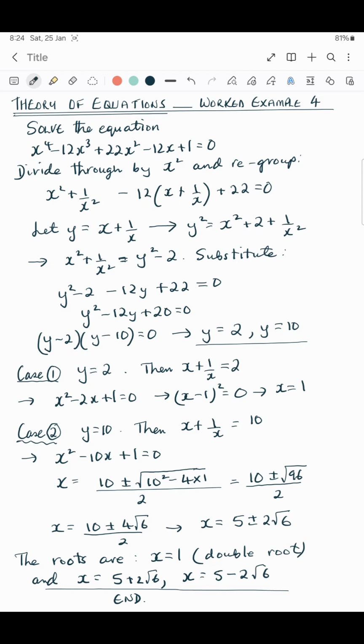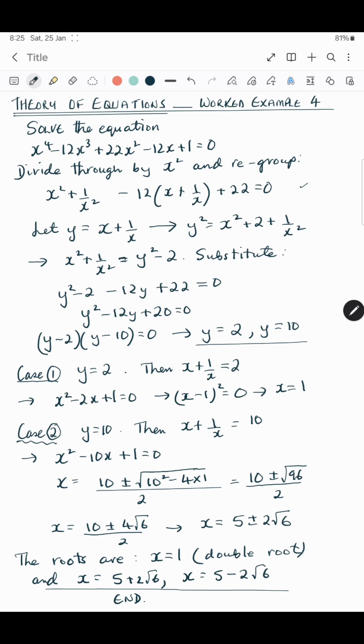So the first thing to do is to divide through by x squared and regroup. And we should end up with this equation over here, x squared plus 1 over x squared minus 12 bracket x plus 1 over x plus 22 equals 0. So the next step then is to let y equal x plus 1 over x. And then squaring, y squared will equal x squared plus 2 plus 1 over x squared, and so x squared plus 1 over x squared equals y squared minus 2.